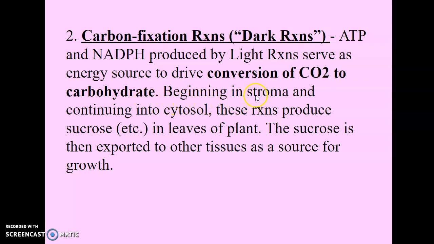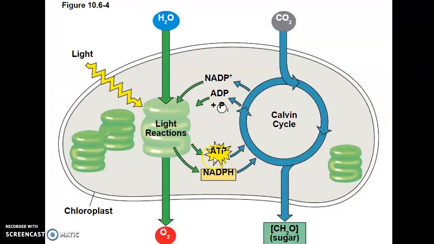Okay, so the Calvin cycle occurs in the stroma, and it will also then continue on into the cytosol, because remember, photosynthesis is one organelle, and that organelle is in the cell as a whole. Okay, so then these reactions produce sucrose as the major form of carbohydrate in the leaves of the plant, and then the sucrose is then exported to other tissues as a source for growth. So if we go back to our diagram, right, our ATP and our NADPH that are made from the light dependent reactions are then used in the Calvin cycle as its energy source.